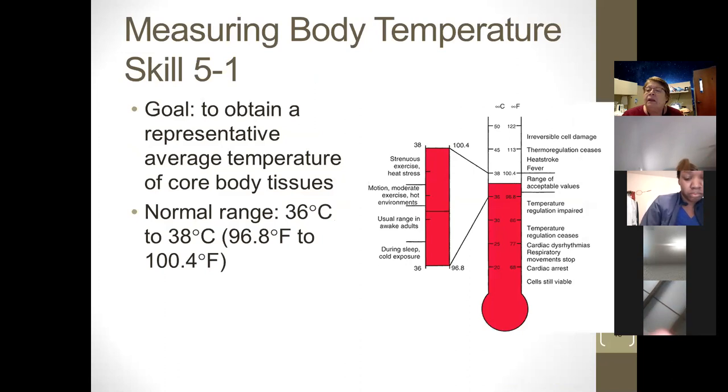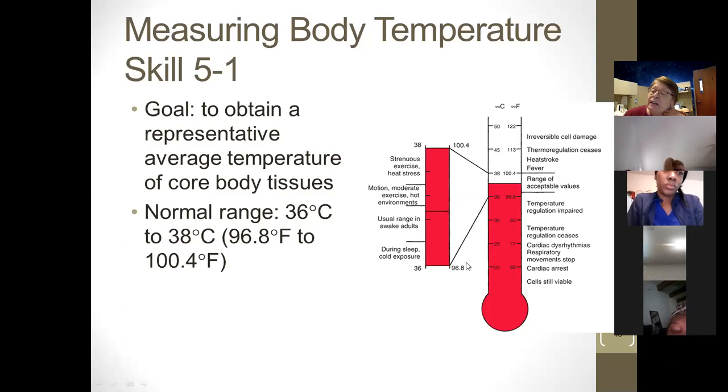All right. So normal temperature here, it's between 96.8 and 100.4. That's the range of acceptable values. Older people will be down here closer to 96.8, okay? Younger people and healthy males may be a little closer to 100, but it's all normal, all right?